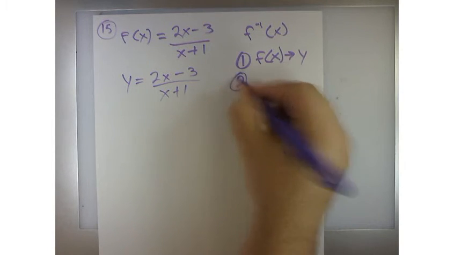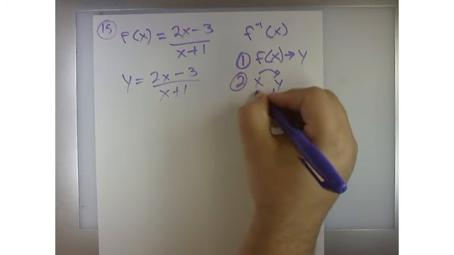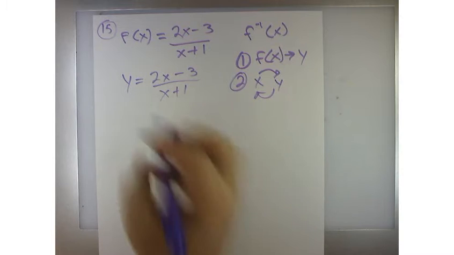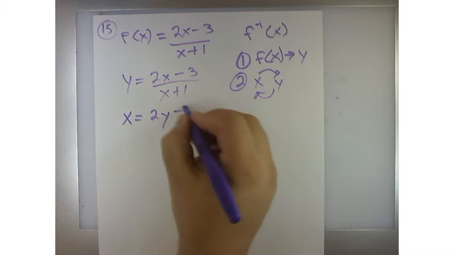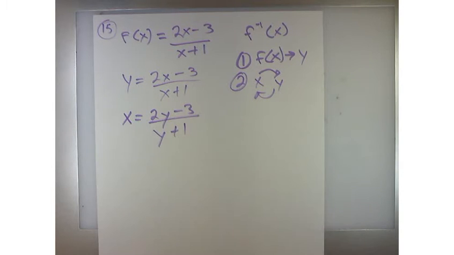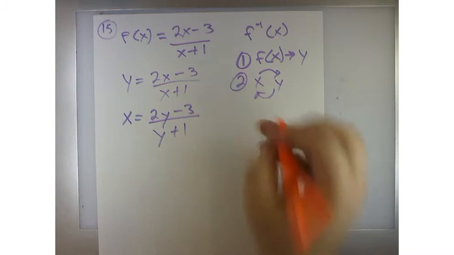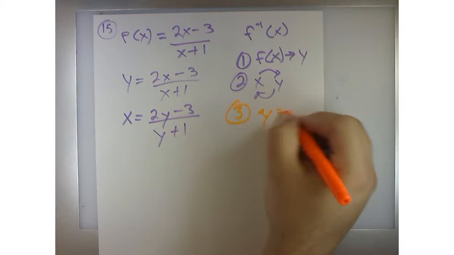Step two, wherever there's an x, I'm going to swap that with a y. Wherever there's a y, I'm going to swap it with an x. So this now becomes x is equal to 2y minus 3 all over y plus 1. Now the next step, step 3, is I have to solve for y equals some stuff.